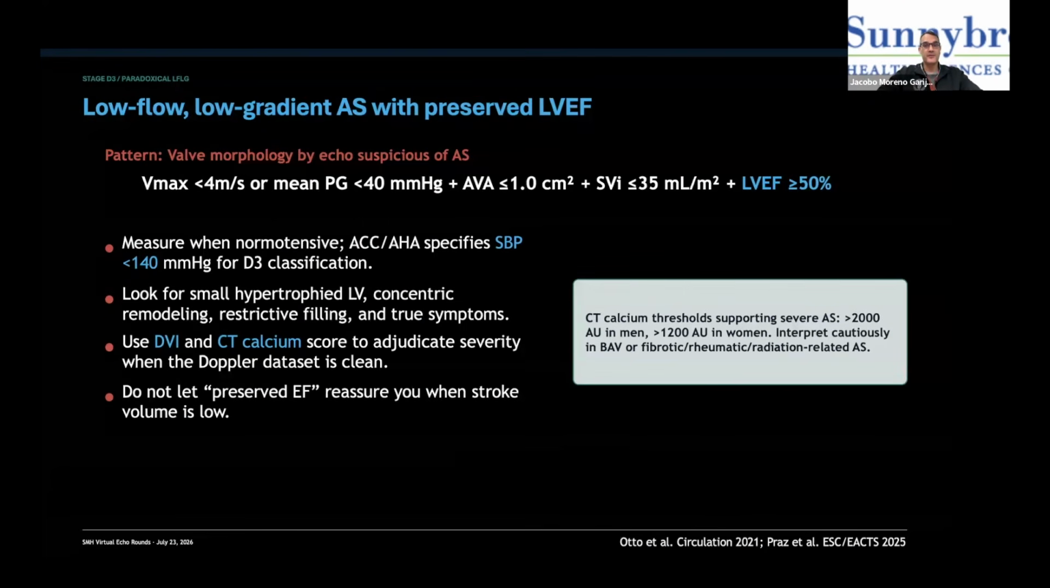On the other hand, when you have a preserved LVEF but you have low flow, low gradient, that means low flow, again, stroke volume indexed less than 35, and low gradient, Vmax less than 4 or mean less than 40, then we need to be sure that we are measuring this when the patient is normotensive. We want a systolic blood pressure of less than 140 millimeters of mercury. And we need to look for, like, if you have a very small LV size and very hypertrophy with concentric remodeling, this can give you that. And then you can use the dimensionless index or the CT calcium score to decide between one versus the other.